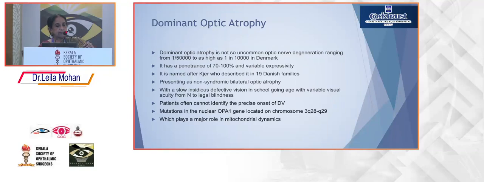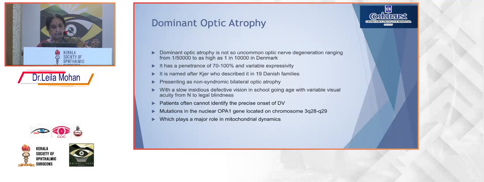So dominant optic atrophy is a not so uncommon optic nerve degeneration, ranging from about 1 in 50,000 to 1 in 10,000 in Denmark, where it was diagnosed for the first time, with a penetrance of 70 to 100%. It is named after Kjer, who found it in about 19 Danish families for the first time. It's a bilateral optic atrophy with slow, insidious, defective vision in school-going age. Usually they present during the first decade, and they don't point out when it started. You check, vision is down, and you see slowly progressing optic atrophy.